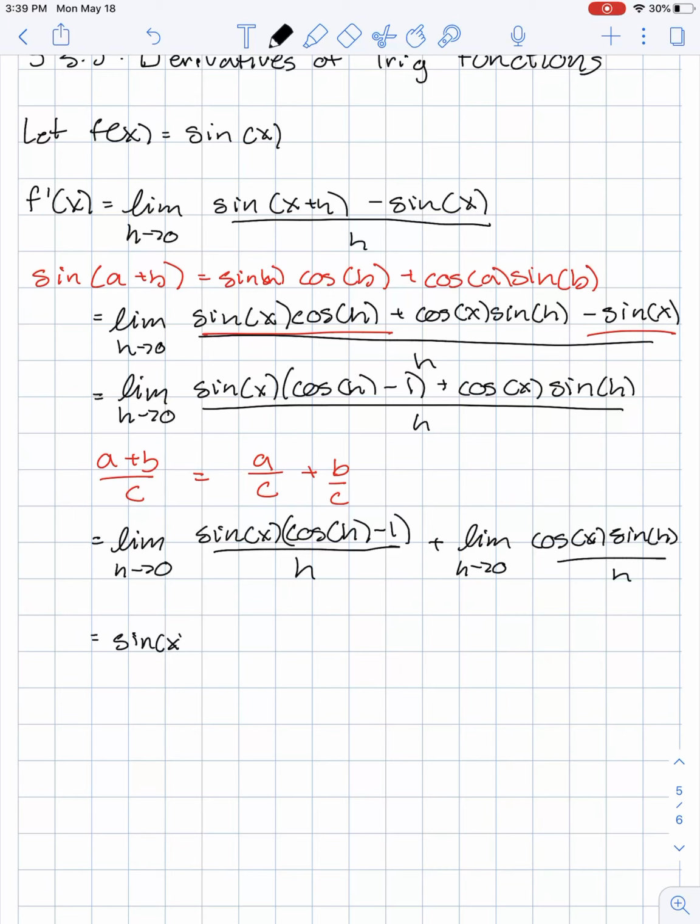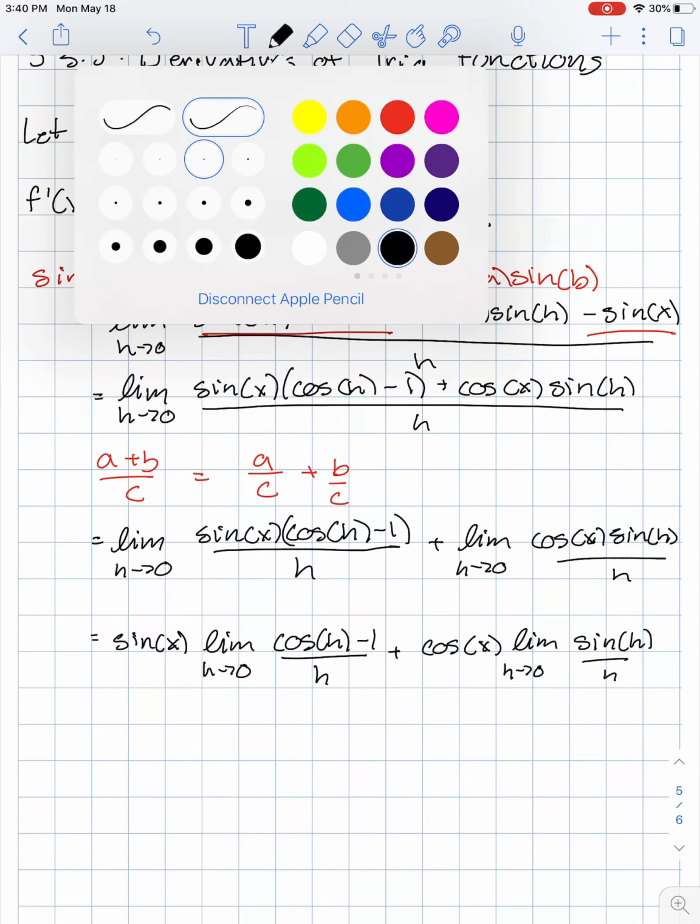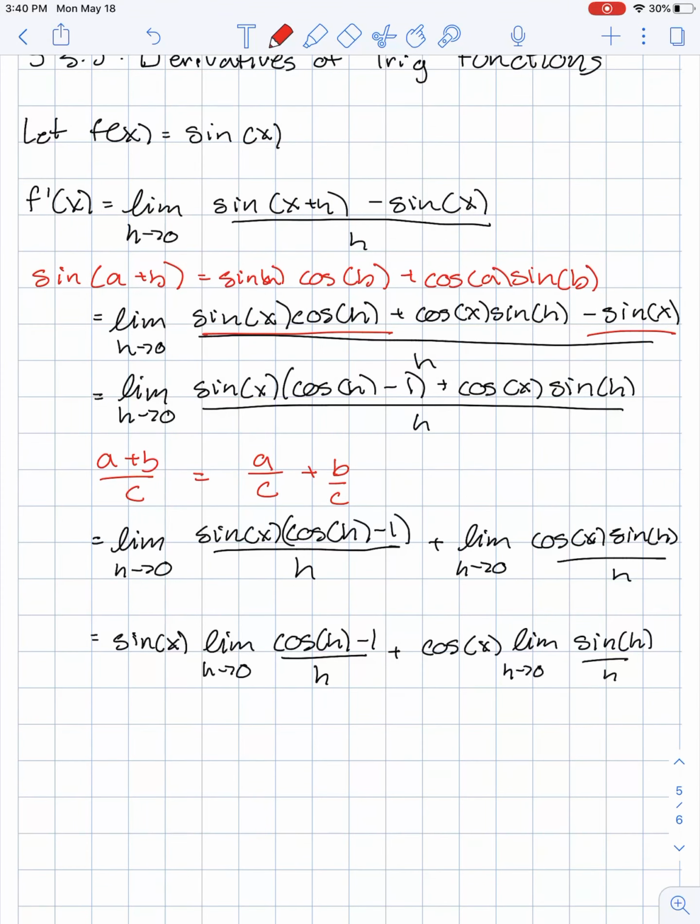Sine of x has nothing to do with h going to 0, so I can pull it out front of the limit. Then I'm just worrying about the limit as h goes to 0 of cosine of h minus 1 over h, plus, again, cosine of x has nothing to do with h going to 0. It's technically a constant with respect to h. So I have cosine of x times the limit as h goes to 0 of sine of h over h.